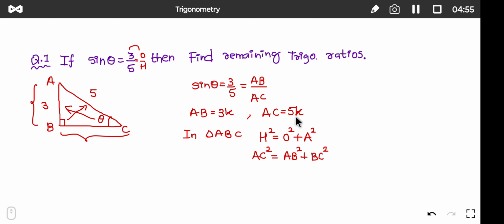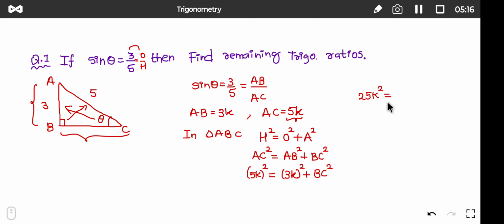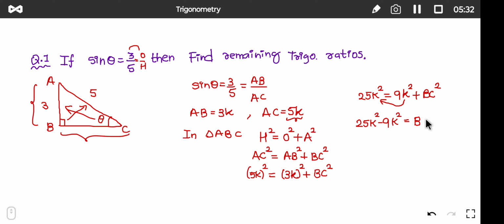So AC, which is 5K, we write here 5K the whole square, is equal to AB, and the AB side is 3K. So 3K the whole square plus the BC side, that we have to find out. Okay, so if we take the square, 5K square is nothing but 25K square, is equal to 3K the whole square, which is 3 square is 9, K square, plus BC square. So if we take this 9K square to the left hand side, 25K square minus 9K square is equal to BC square.